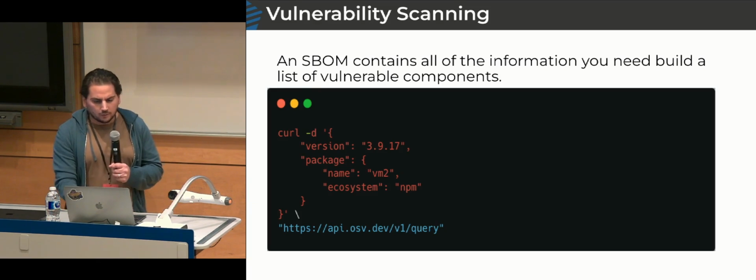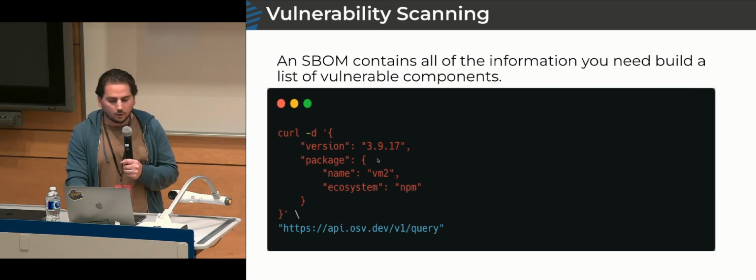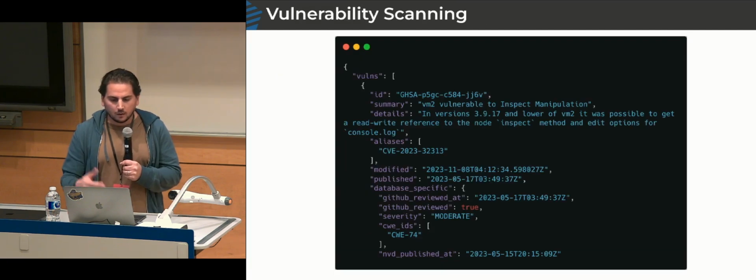So I'm going to use the VM2 example. So I know I have a package called VM2 version 3.9.17. Let's pass this to the OSV API. The OSV is an open source online vulnerability database. I believe it's hosted by Google. So I could just make a POST request to this API. And what do I get back?